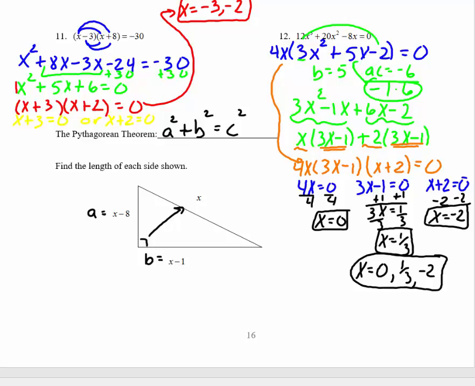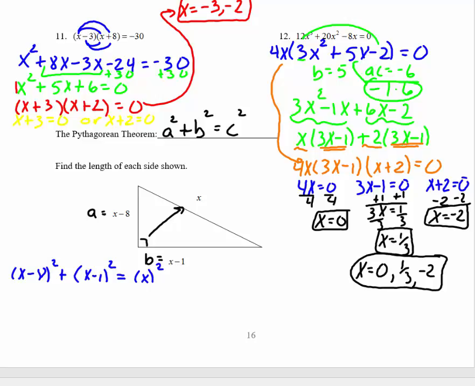So now we're going to use the Pythagorean theorem. So if a was x minus 8, it's going to be x minus 8 quantity squared, plus b was x minus 1, so x minus 1 quantity squared, and c was x, so I need to have x squared. Again, since I did a substitution, I use parentheses.